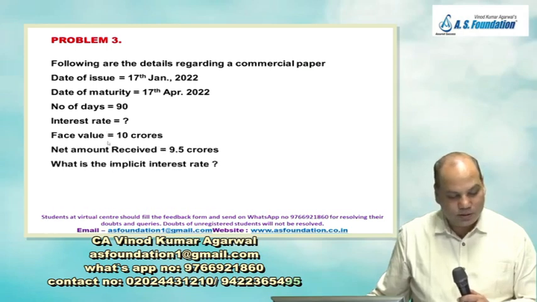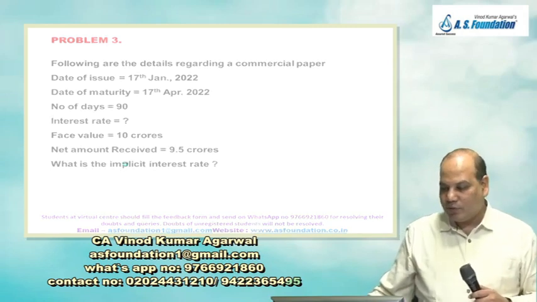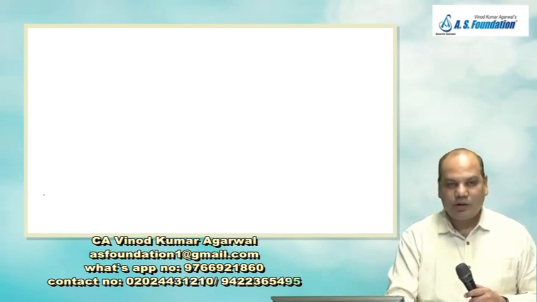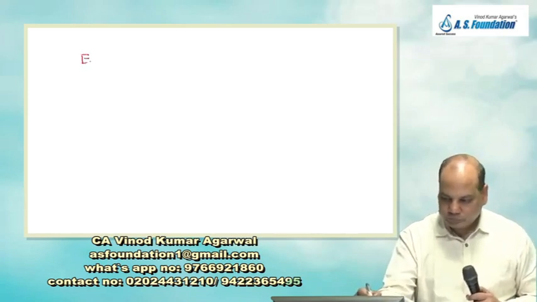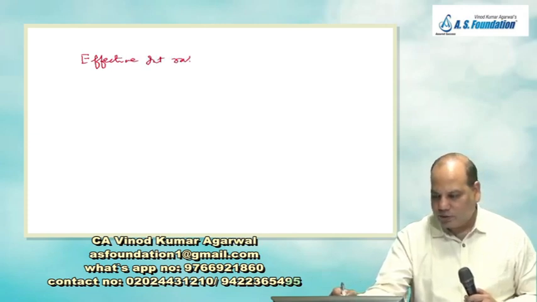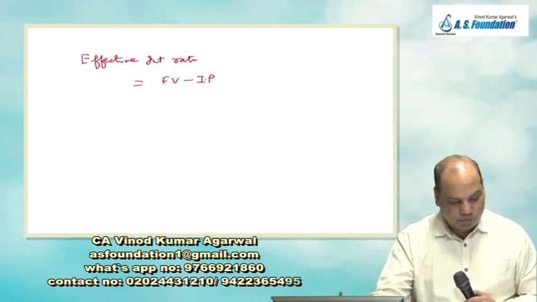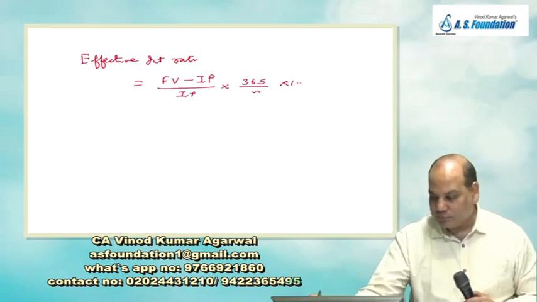What is the implicit? Now here they have mentioned implicit, which means effective interest rate. Same formula, implicit interest rate or effective interest rate is equal to face value minus issue price, both are given in the problem, upon issue price into 365 by n into 100.